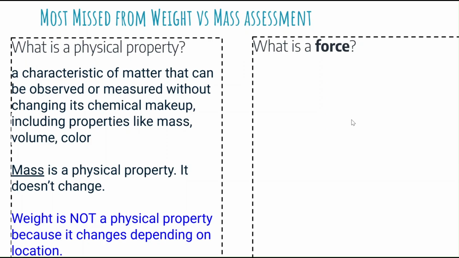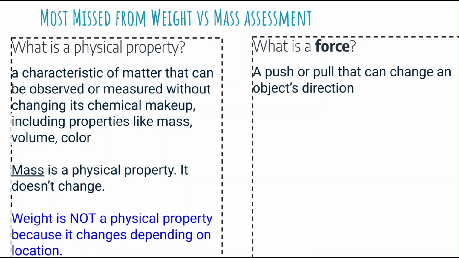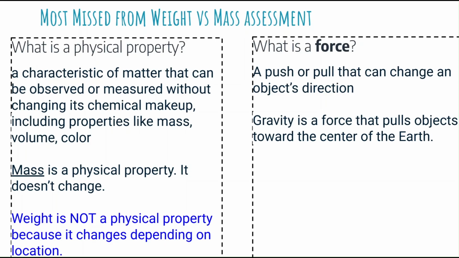Then another idea, what is force? Remember, a force is just a push or a pull. It can change an object's direction, but it doesn't have to. And gravity is the force that pulls objects toward the center of the Earth. Or there's gravity on the moon that pulls objects to the center of the moon. So gravity is a force. We call the force of gravity weight. So if we're talking about the weight of something, we mean how many newtons of force is being applied to that object as it is being pulled to the center of the Earth or whatever object it is on.